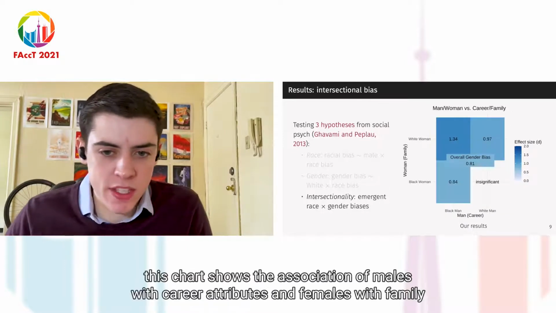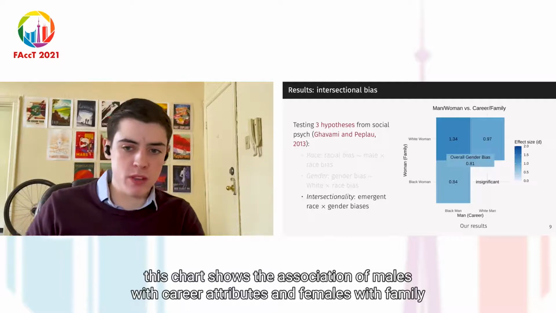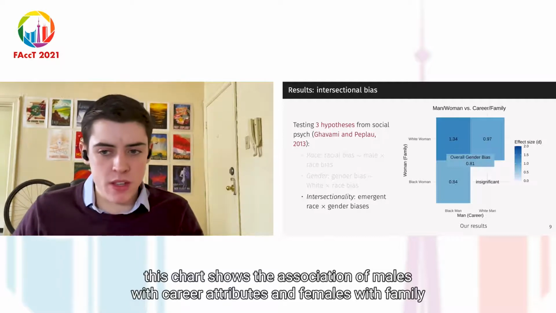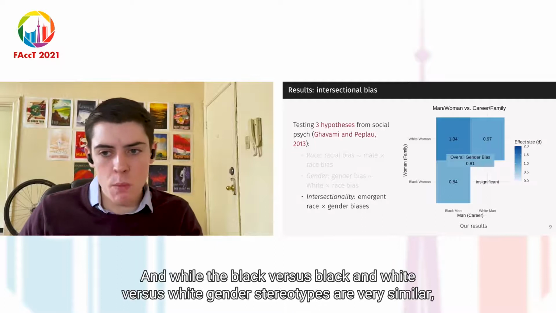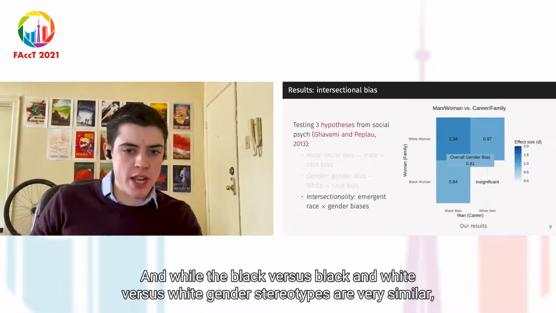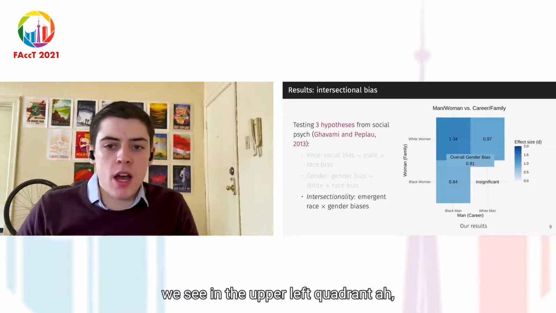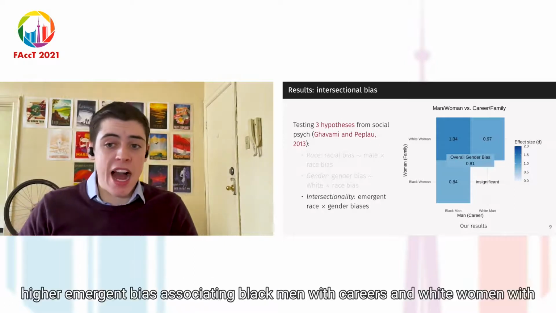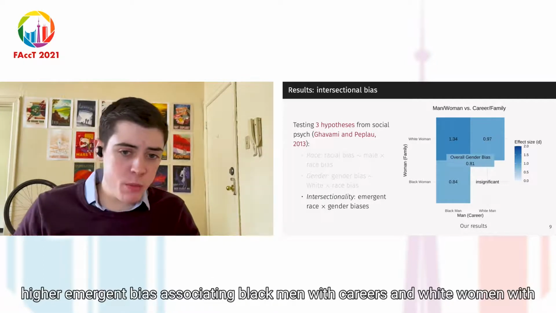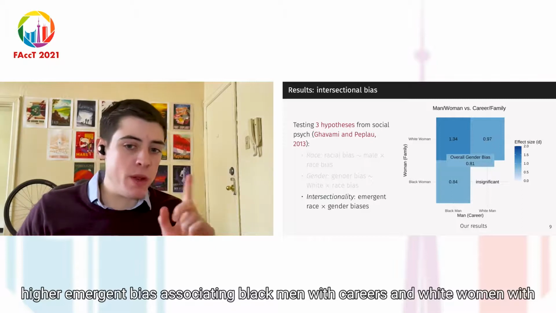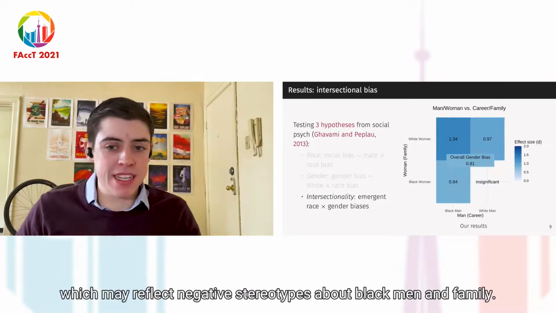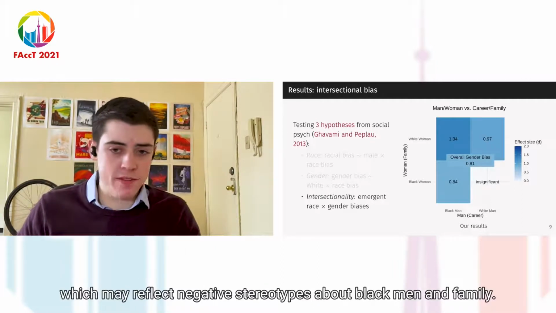And in the same vein, this chart shows the association of males with career attributes and females with family attributes. And while the Black versus Black and white versus white gender stereotypes are very similar, we see in the upper left quadrant a higher emergent bias associating Black men with careers and white women with family, which may reflect negative stereotypes about Black men and family.